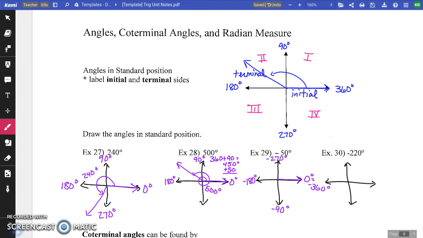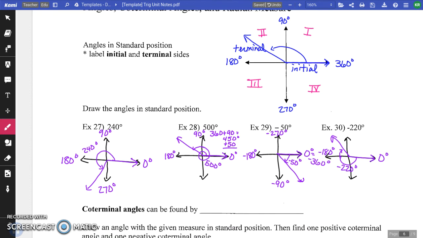So for a negative 50 degree angle, that's going to put us in the fourth quadrant, about like this, negative 50 degrees. Okay, so then for a negative 220, same thing. Okay, so we're going to go clockwise on this one, so 0 degrees. Halfway around is going to be a negative 180. So for negative 220, go a little farther than that. And here's a negative 220 degree angle.